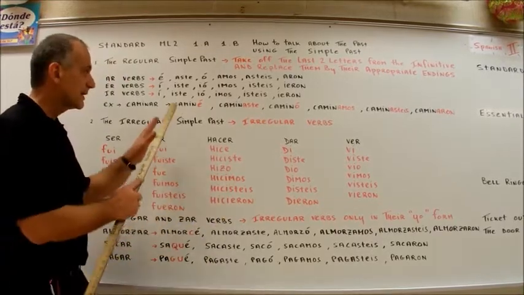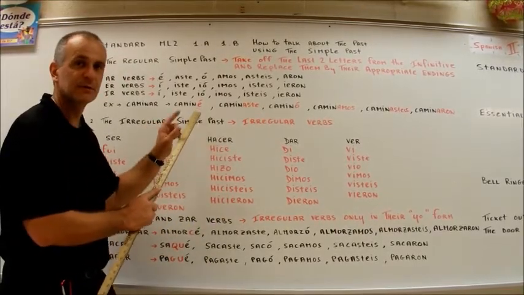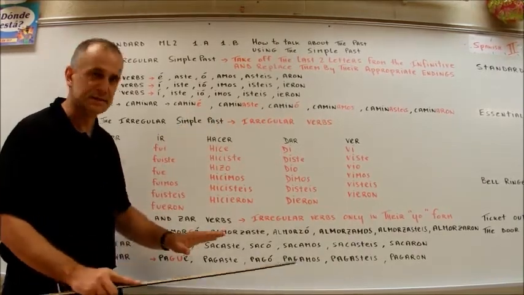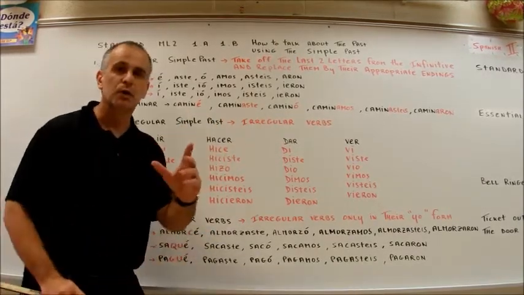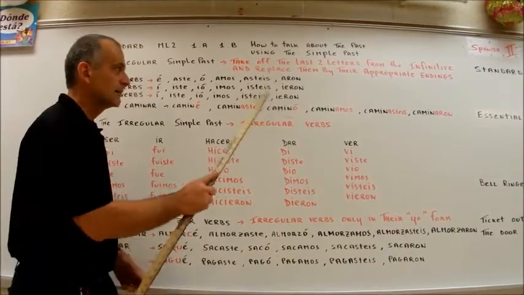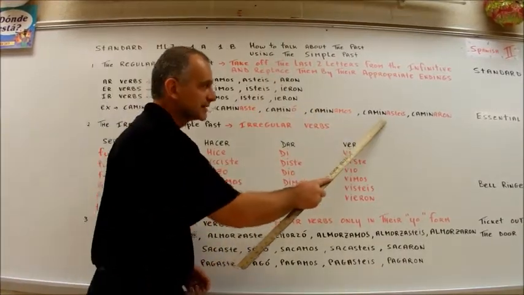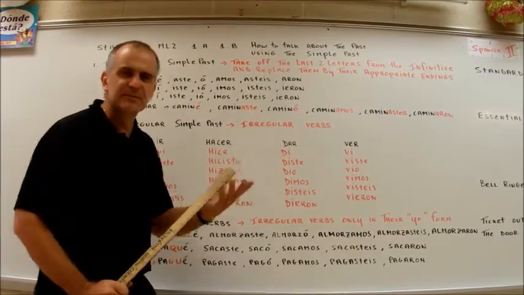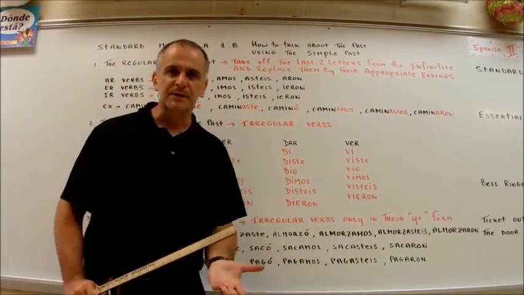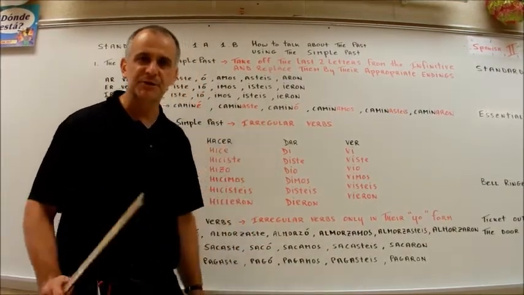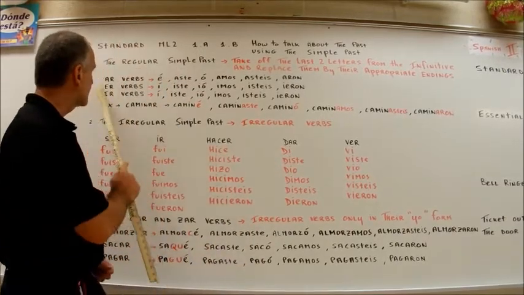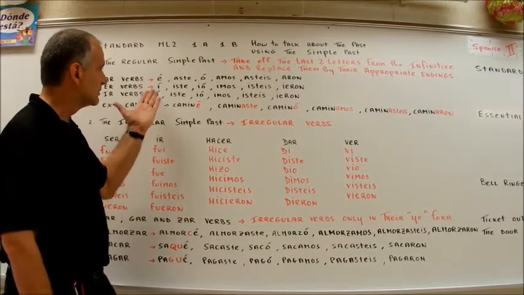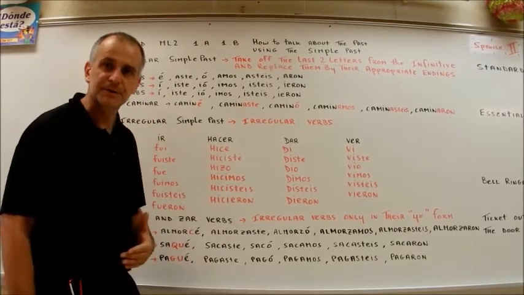Repeat after me. Caminé. Do not forget the accent on the E. Caminaste. No accent. Caminó. With the accent. Caminamos. Caminasteis. Caminaron. Now, the principle that you apply with the AR verbs is the exact same principle that you're going to apply with the ER and the IR verbs. You will then use your ER and IR endings.